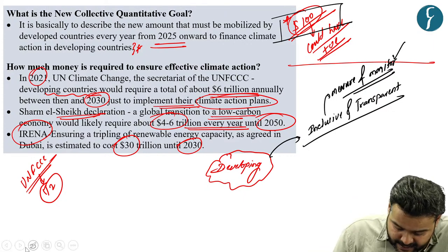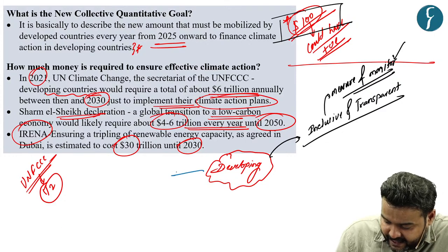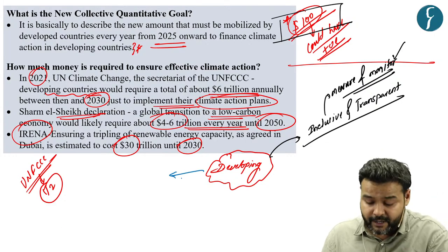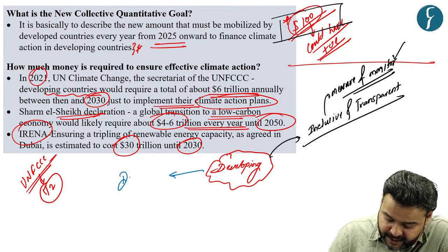Second thing that developing countries can expect, or what they want, is the distribution.